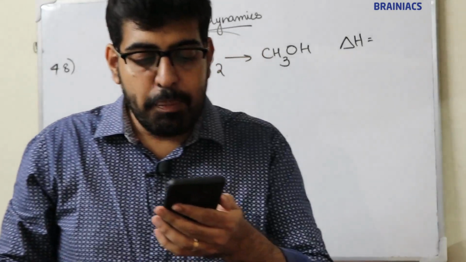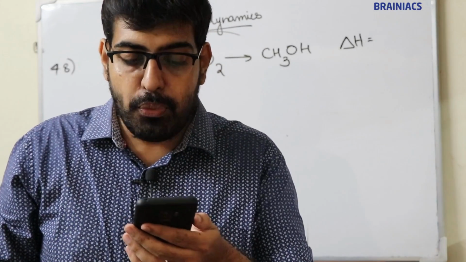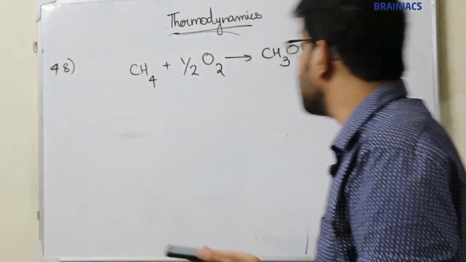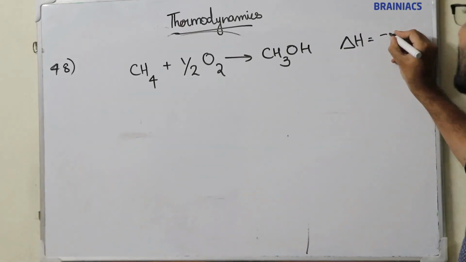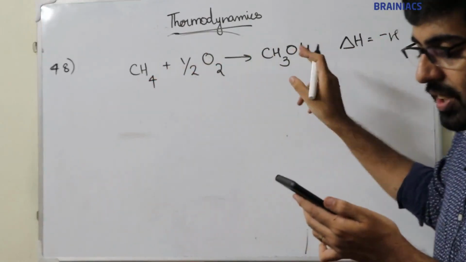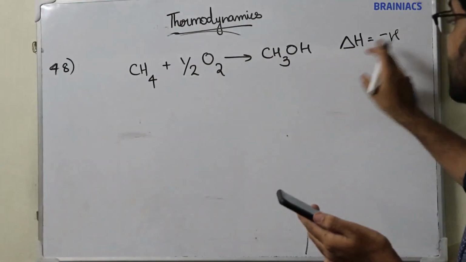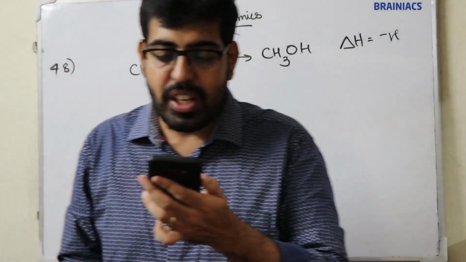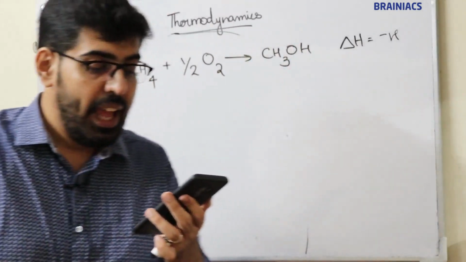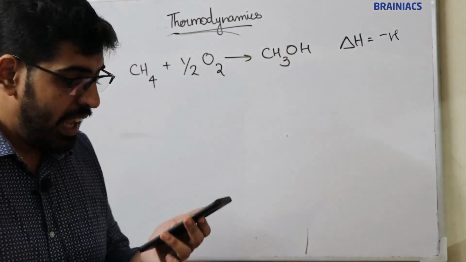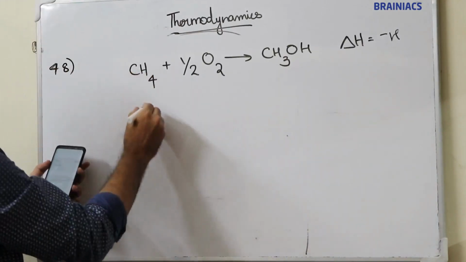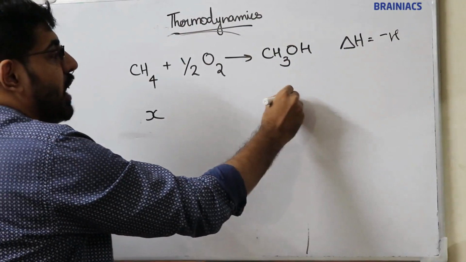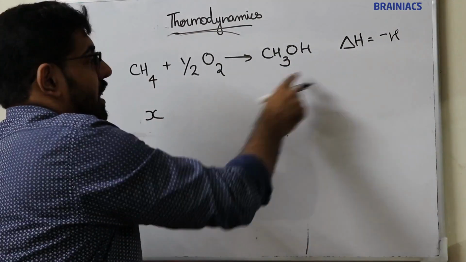The enthalpy of CH4 plus half O2 giving CH3OH is negative. So the enthalpy of this reaction is negative. If the enthalpy of combustion of CH4 and CH3OH are X and Y respectively, then the correct relation is here. The enthalpy of combustion of CH4 is X and the enthalpy of combustion of CH3OH is Y. Now we have to calculate their relation.